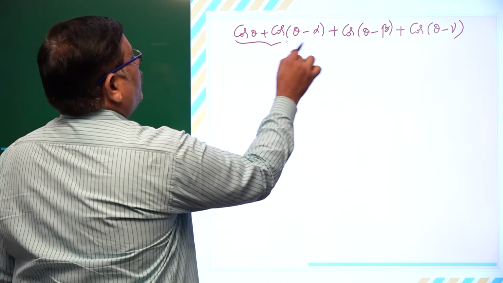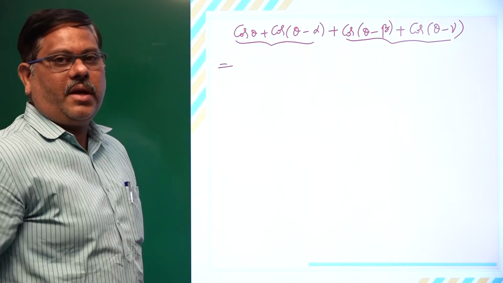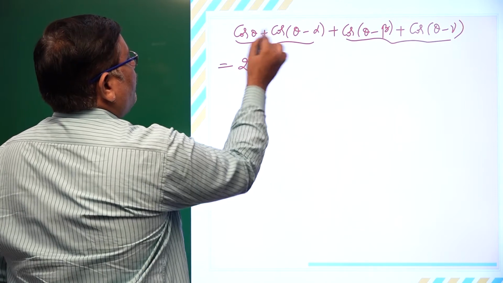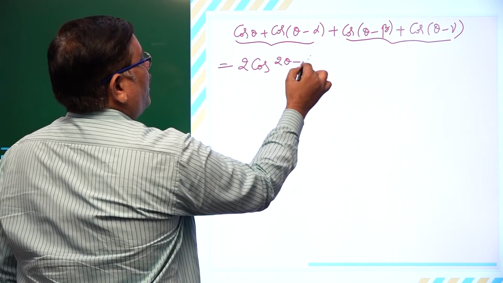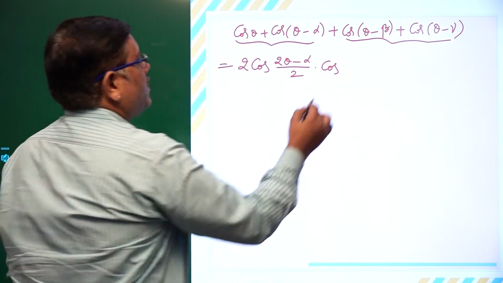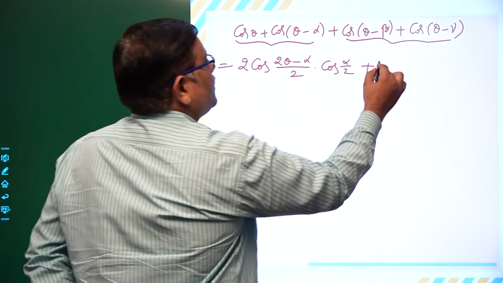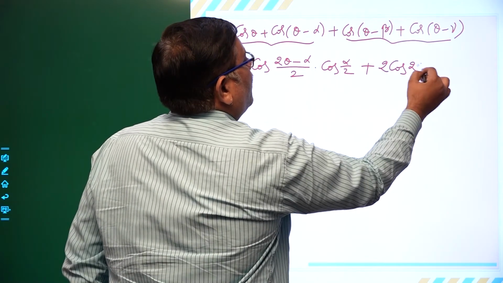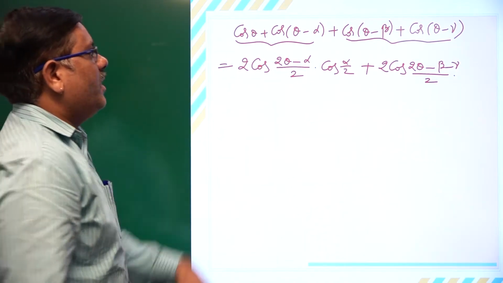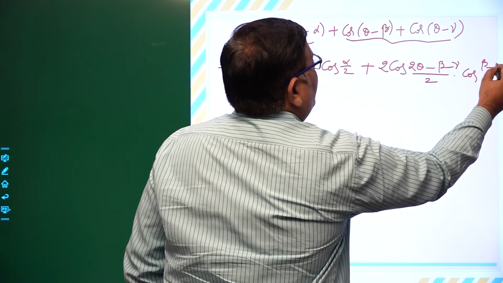Let us take it into two different groups and apply cos C plus cos D for both groups. Cos C plus cos D is 2 cos((C plus D) by 2) into cos((C minus D) by 2). C plus D is 2 theta minus alpha by 2, into cos of C minus D by 2. Theta minus theta cancels and it is simply alpha by 2. Similarly here also, 2 cos((C plus D) by 2), C plus D means 2 theta minus beta minus gamma by 2, into cos((C minus D) by 2). Theta minus beta minus theta plus gamma, so it is simply cos((beta minus gamma) by 2).